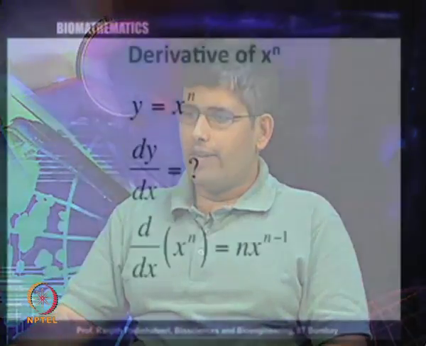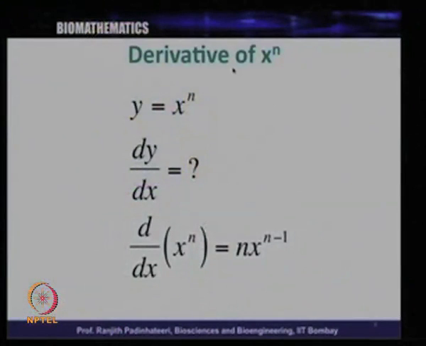So the first thing you should learn is the derivative of x power n. So you had x, x square, x cube. Here n is any number, so it could be 0, 1, 2, 3, 4. Whenever you have a function y equal to x power n, what is the derivative, what is dy by dx? This is the first thing you should learn, and the rule is that the derivative of x power n is n x power n minus 1.